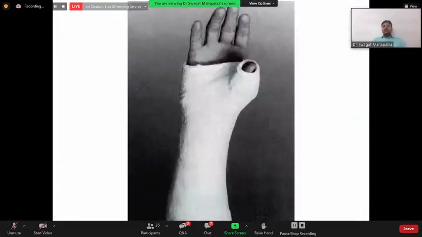So this is the picture of a thumb spica cast. I just wanted to stress the point that the application of a thumb spica requires some expertise, because the position of the thumb needs to be very perfect so that a functional range of motion is achieved once this cast is removed. The pulp space of the thumb should be facing the pulp space of the index finger. This is the position in which a thumb spica cast should be applied.